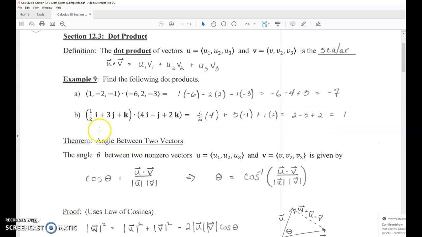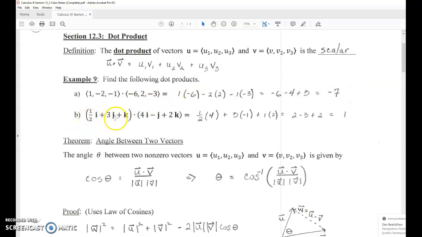So for example 9, let's find the following dot product. This is a very simple thing to do. If I want to take the dot product of the vector (1, -2, -1) with (-6, 2, -3), you just multiply corresponding components and add up the results. So 1 times -6 plus -2 times 2 plus -1 times -3. You end up with a negative 7. So the result is a scalar, not a vector.